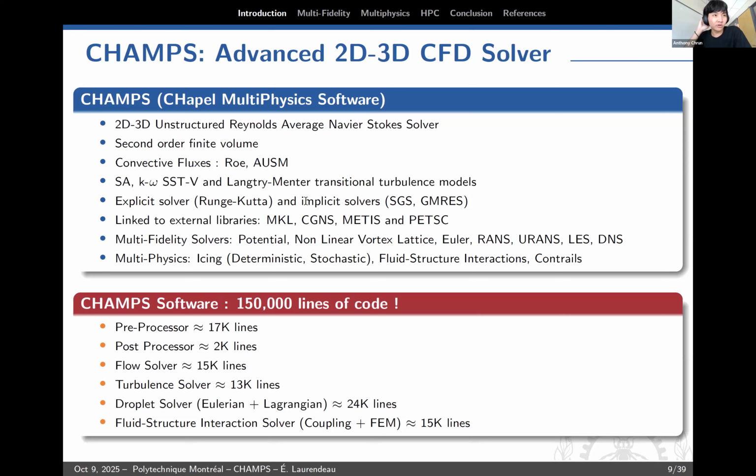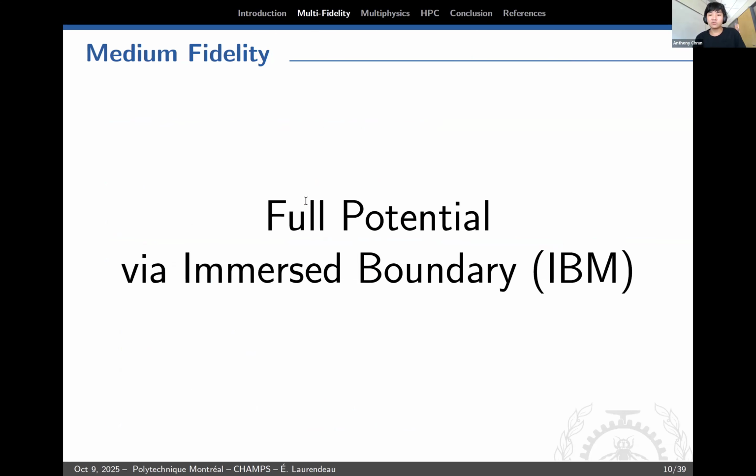solvers. And we've also, over the years, implemented multi-physics solvers in order to capture all the different phenomena that we can encounter in reality, such as icing, fluid-structure interaction, and control deformation. And so with all of those solvers implemented over the years, the CHAMPS software actually reached about 150,000 lines of code, which makes it one of the biggest Chapel codes in existence. And so, yeah, I'm going to dive into the novelties of the CHAMPS software.